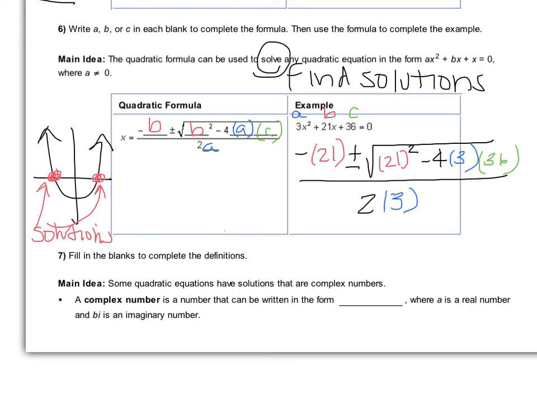A few other last minute things is that a complex number, we talked about those briefly in Unit 4. A complex number is a number that can be written in the form of a plus bi, where a is a real number and bi is an imaginary number. And that's what the i in math that's italicized stands for, imaginary numbers. So we will not do a whole lot with those. We'll work with them a little bit in Unit 10 of Semester 2 of Algebra 2.